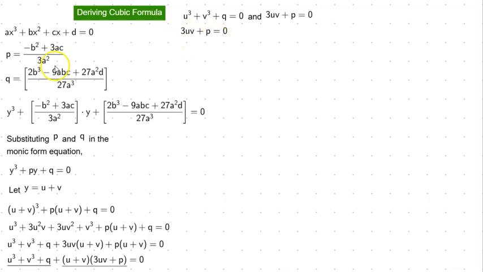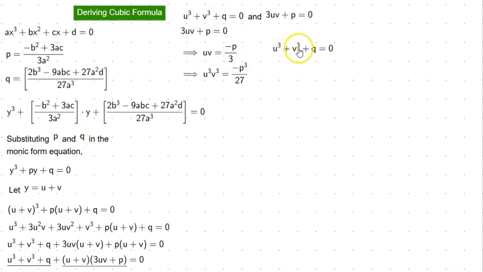3uv plus p equal to 0, which implies uv is equal to minus p by 3. So u cube times v cube is equal to minus p cube by 27. So what have we done? We have taken the cube on both sides. Okay, now let's look at this.